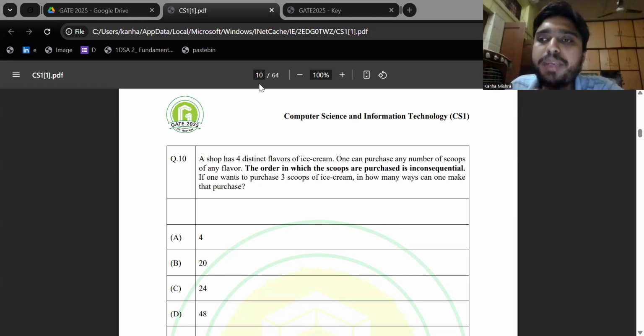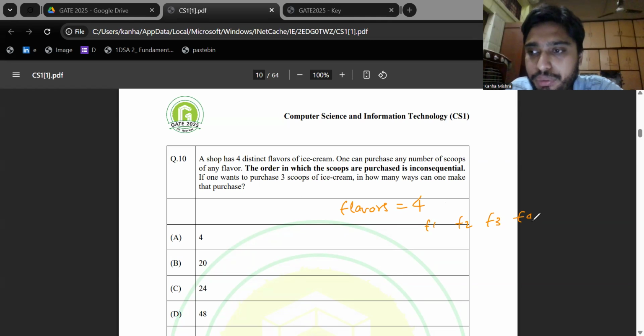So, how many things do you need to buy? Total three scoops. How many flavors do you have? We have a total of four flavors. Let's call them flavor one, flavor two, flavor three, and flavor four.